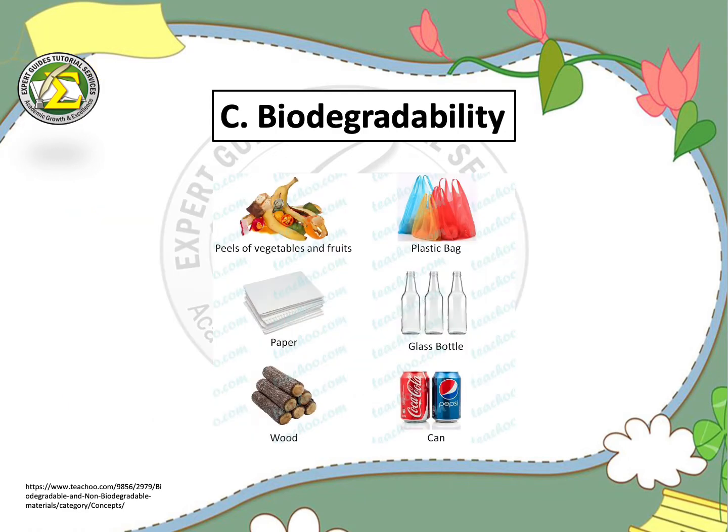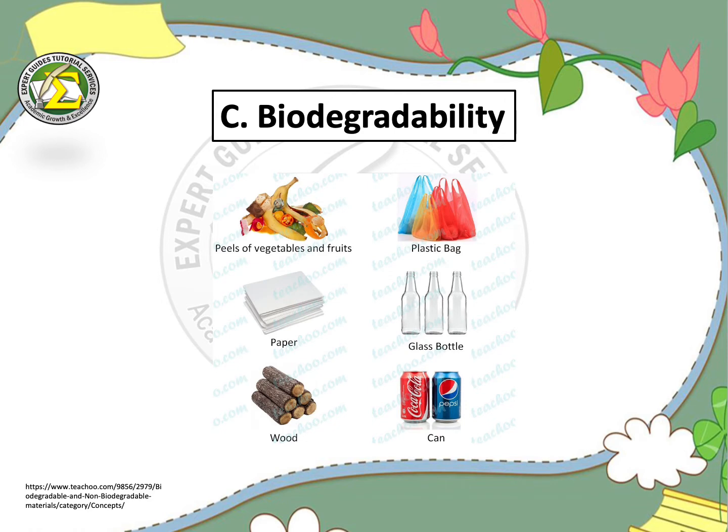Biodegradable materials are materials which rot and decay. Decomposers are bacteria and fungi that help break down dead plants and animals. Non-biodegradable materials, on the other hand, are materials that do not decay. On the first column, on the left, we have peels of vegetables and fruits, paper, and wood. On the right column, we have plastic bag, glass bottle, and can.